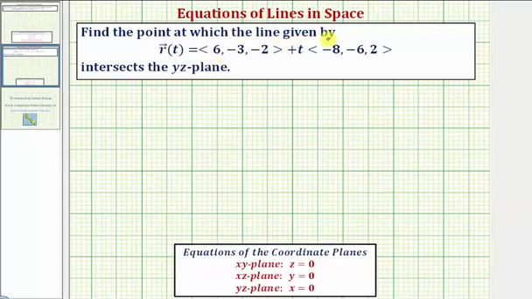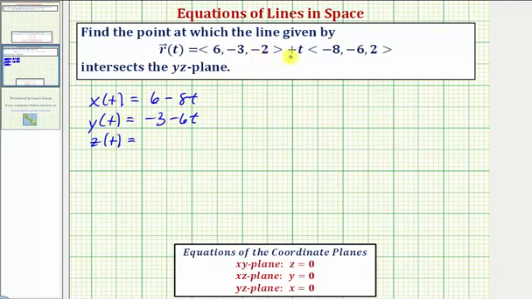We want to find the point at which the line given by the vector-valued function intersects the yz plane. Let's first write the line as a set of parametric equations. Notice how we'd have x of t equals 6 plus negative 8t, or 6 minus 8t. We'd have y of t equals negative 3 plus negative 6t, or negative 3 minus 6t. And we'd have z of t equals negative 2 plus 2t.